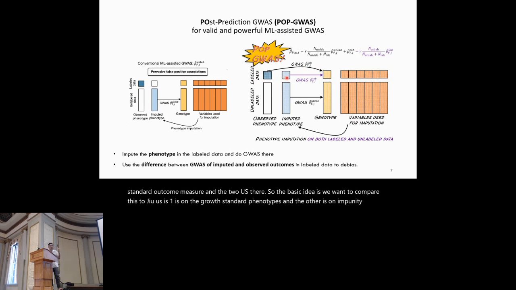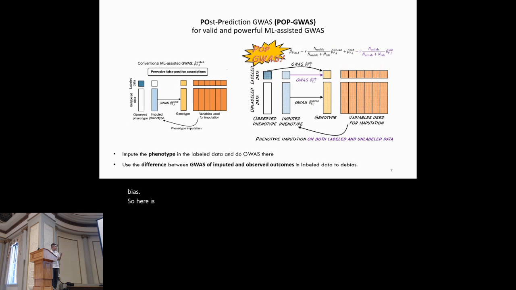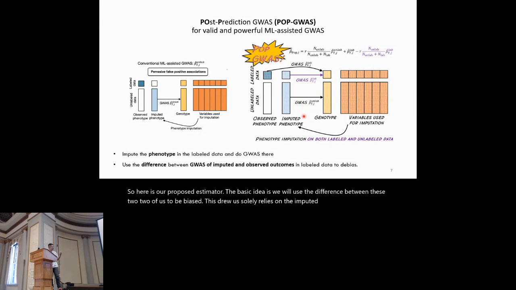If these GWASs are the same, this may indicate that if we do an imputed GWAS using a much larger sample, this can be a valid GWAS. But if they differ a lot, which indicates that we cannot just trust this GWAS, we need to do some sort of de-bias. So here is our proposed estimator. The basic idea is we will use the difference between these two GWASs to de-bias the GWAS that solely relies on the imputed phenotype. So here is our key idea.